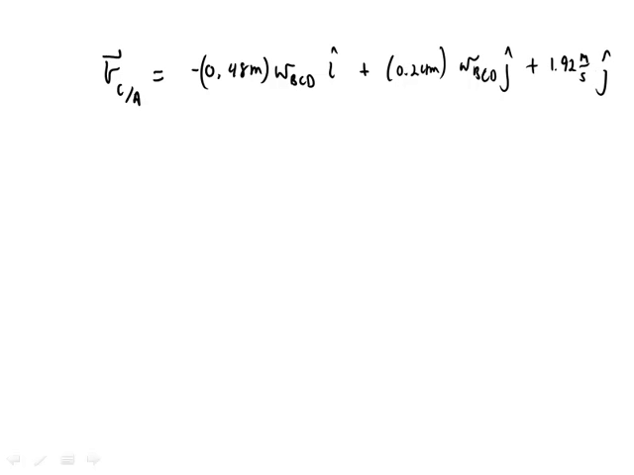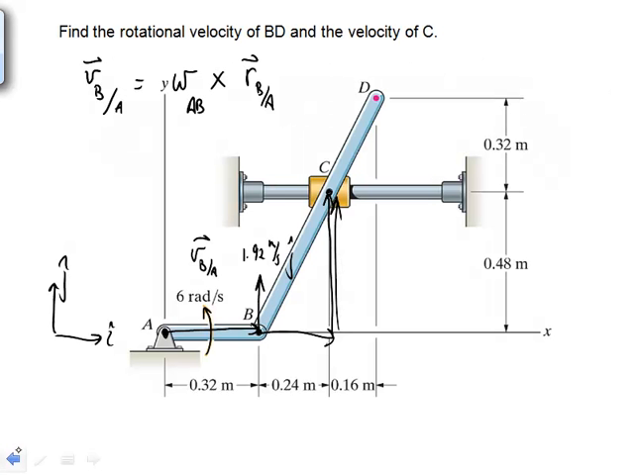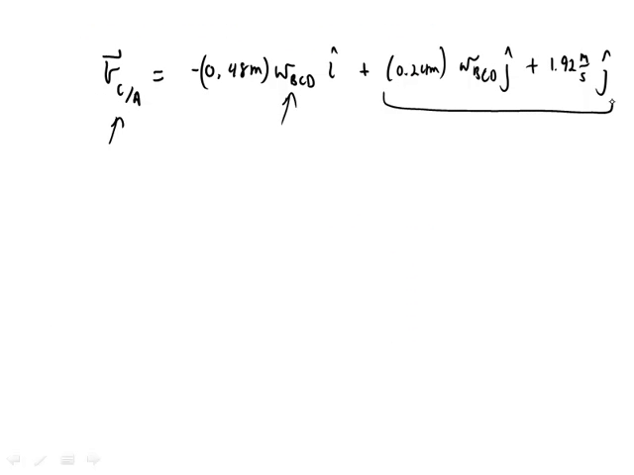Now I've got too many unknowns. I don't know the x component or the y component of that, and I don't know omega BCD. But if we take a look at the original diagram, c is forced to move only to the right or to the left. So there's a constraint on c. It can only move in the I direction. Given that, the j component must be 0. So here is the j component. So I can say that 0 equals 0.24 meters omega BCD plus 1.92 meters per second. That's the j component.